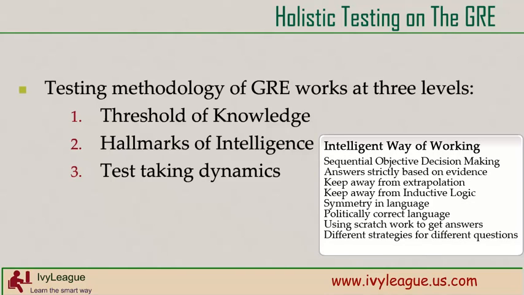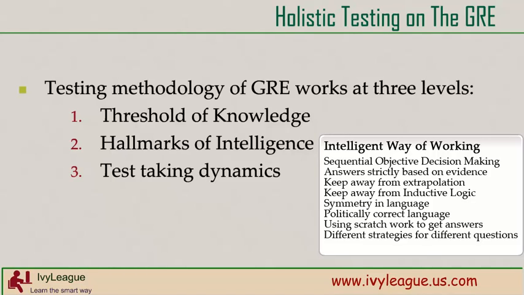The second level of testing on the GRE is hallmarks of intelligence. Remember that the GRE is an IQ test modified to the requirements of the undergraduate college admission process. Certain questions test whether you behave like a really intelligent person with an IQ above 150. Really intelligent people with an above-average IQ have a certain different way of thinking and approach problems in a different manner. For example, such intelligent people use a sequential objective method to reach a conclusion or a decision. This sequential objective method is required in critical reasoning. Such intelligent people understand the concept of picking answers according to needs of scope and relevance to the argument in critical reasoning questions.